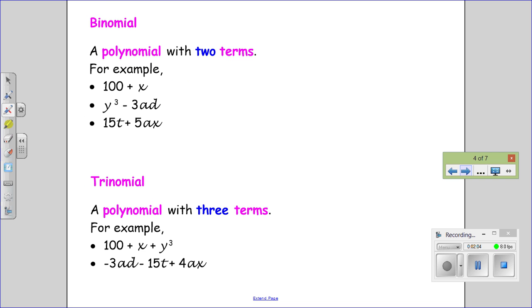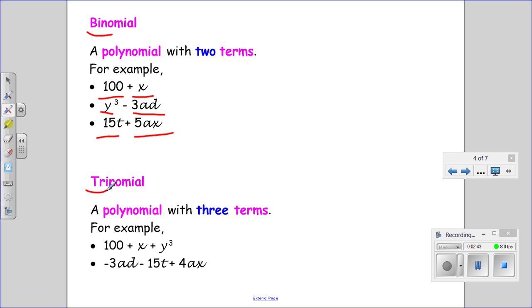A binomial, I like to think about a bicycle when I think of binomials. The prefix bi means two. So just like a bicycle has two wheels, a binomial is a polynomial with two terms. So you can see there's one term to the left of this addition or subtraction sign and one term to the right in 100 plus x. There's one term to the left of this subtraction sign and one term to the right in y cubed minus 3ad. One term to the left of the addition sign in 15t plus 5ax, and one term to the right of the addition sign.